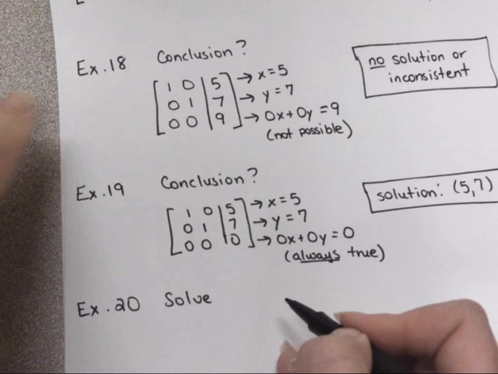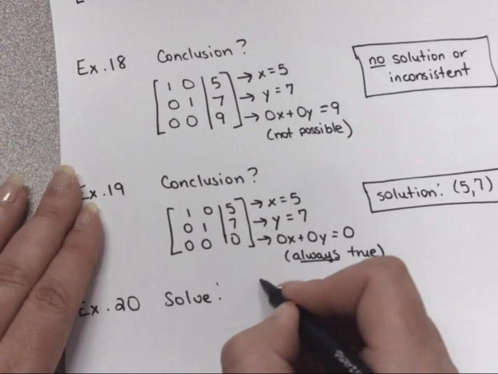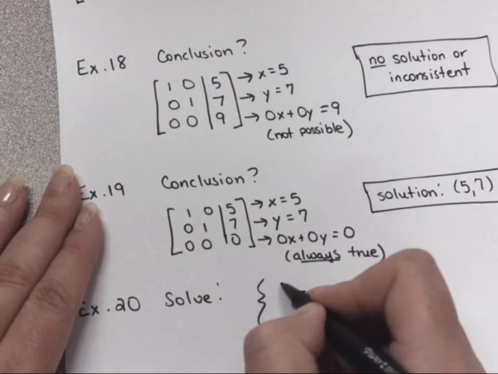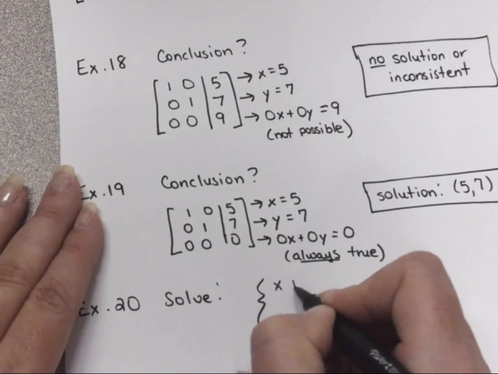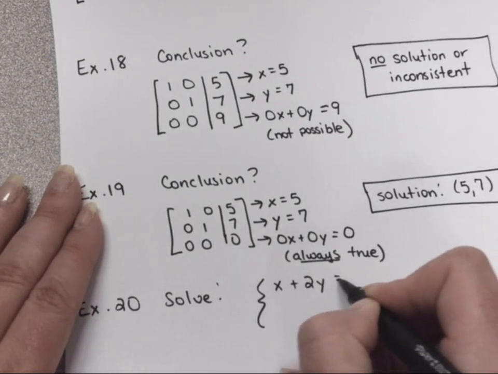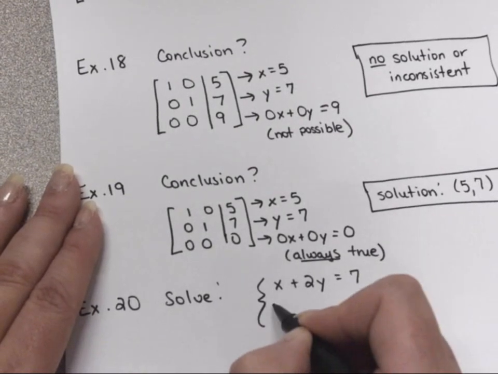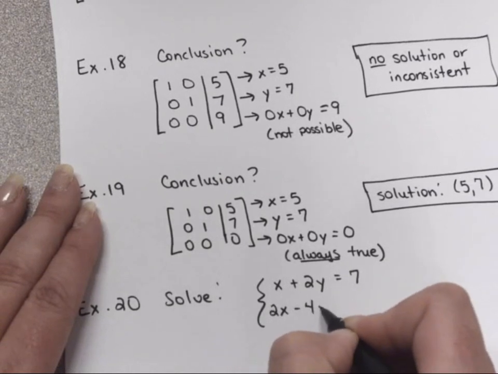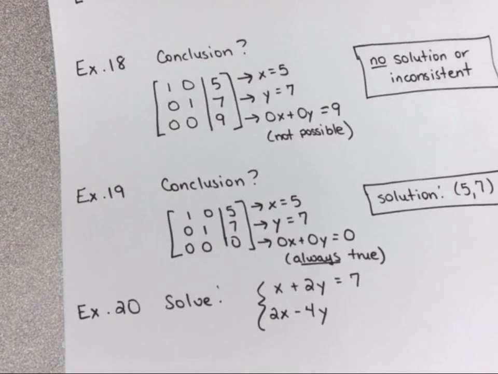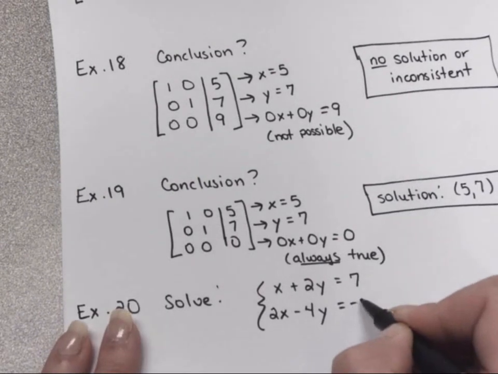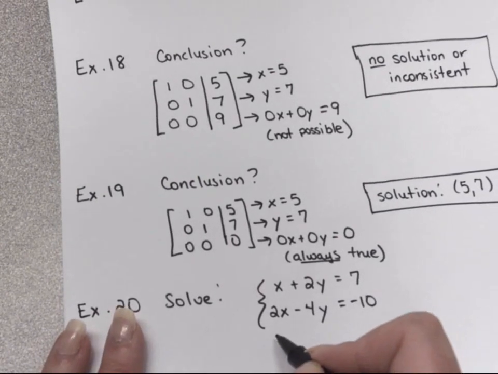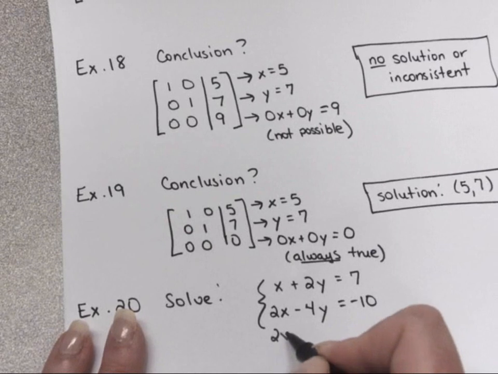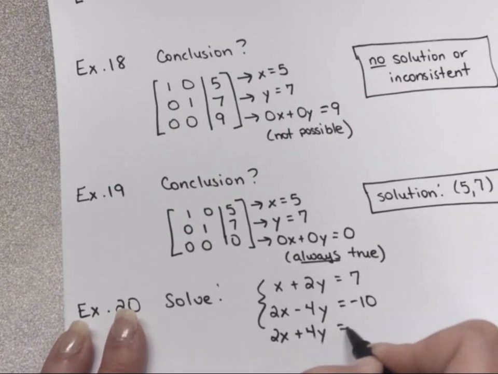I want you to solve the following system. We're going to do 3 equations. Let's say x plus 2y equals 7. And then 2x minus 4y equals negative 10. Hang on, I know what I want the answer to be, so I have to think about it for a minute. And then 2x plus 4y equals 14.